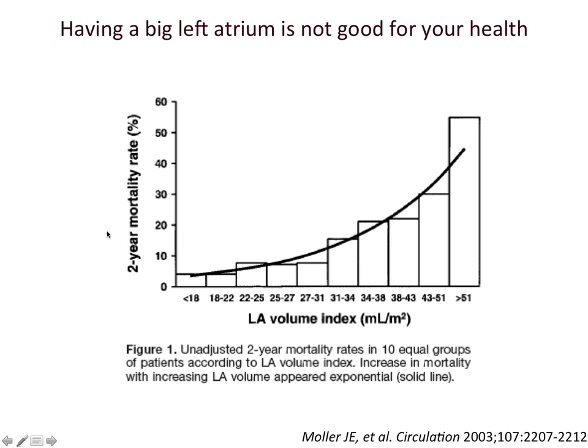So here's 2-year mortality. Here's if you have a tiny left atrium, and here's if you have a big left atrium. And look at if you have a large left atrial volume index, and these are all comers in this study here, then your 2-year mortality was 50%. That's pretty impressive.